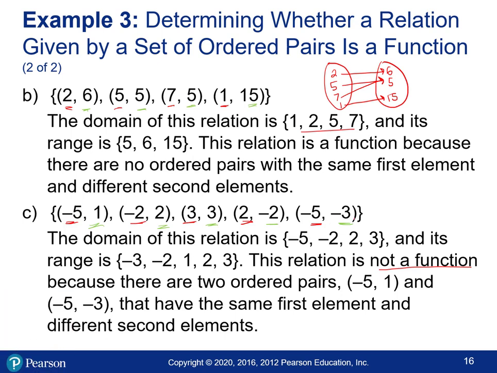And if you draw it, you will see. So if you want to draw this, and hopefully this just helps you visualize it, you will see that it's broken, it's not functioning. So -5 corresponded to 1, and then -2 corresponded to 2, 3 corresponded to 3, 2 gave us a -2, and then on the last ordered pair it was -5 again, and it gave us a -3. So let me add that into my range here. And so -5 split and gave us 2 different outputs.